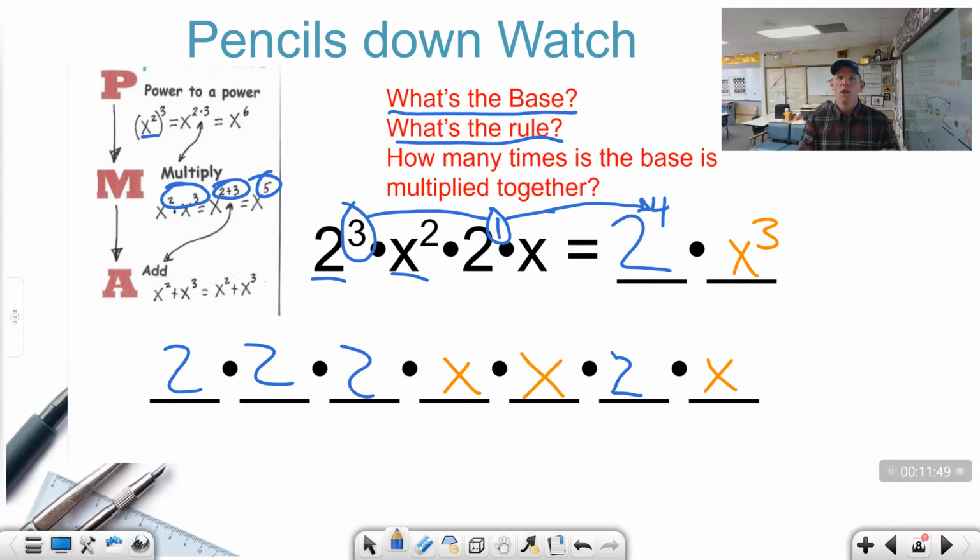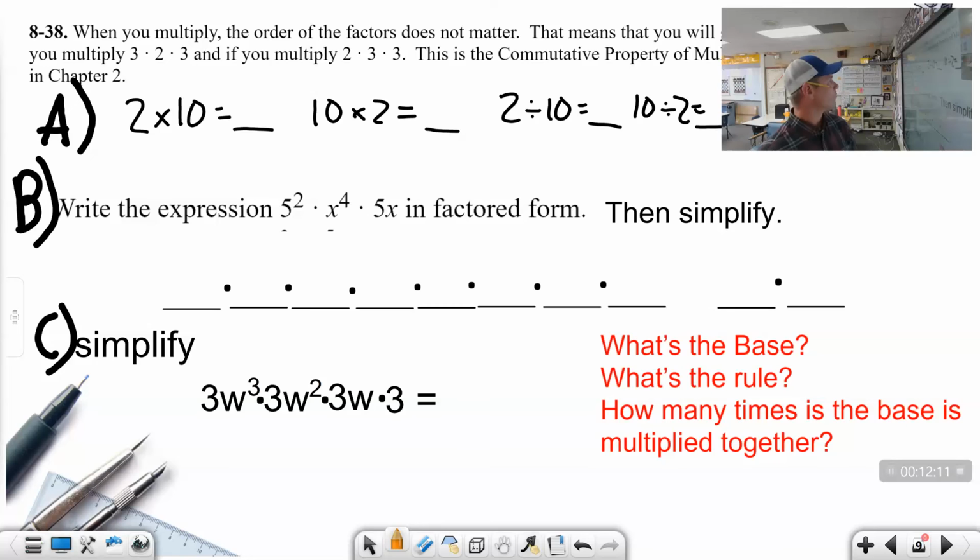This is the rule. Notice the base got copied, 2, and I added the exponent. 3 plus 1 is 4. The x is the exact same thing. I notice there's a 2, an invisible 1, and it turned into a 3. 2 plus 1 is 3. This is what you have to learn. Copy the base, add the exponent. Okay? So here we go.